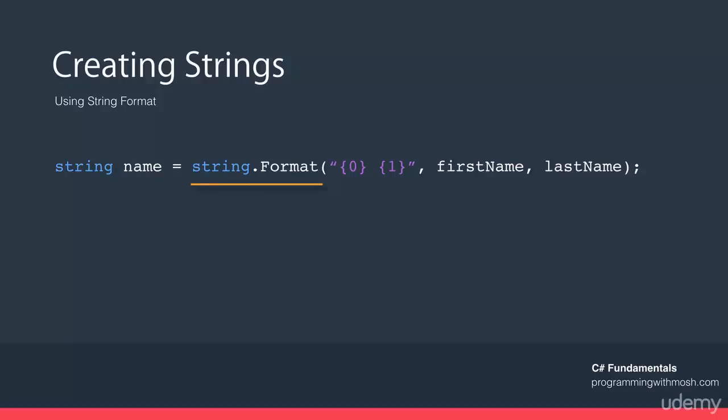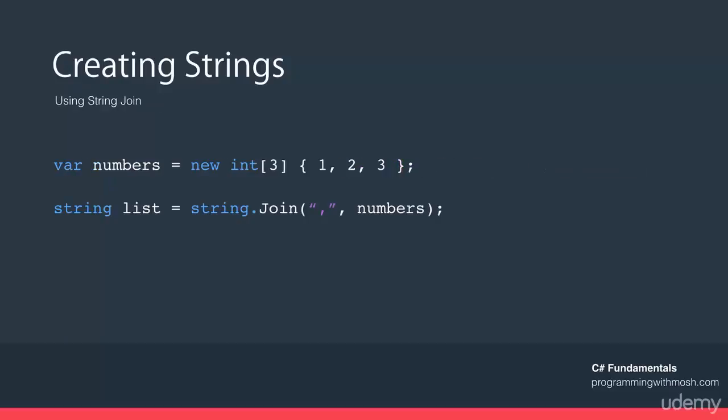This method takes a couple of parameters. The first one is a format string, which we use to define a template for our string. Inside this template, we have placeholders. Placeholders are indicated by curly braces, and they are zero indexed. So here, placeholder 0 will be replaced by first name, and placeholder 1 will be replaced by last name. So as you see in this example, it's much easier to visualize the output as opposed to concatenating multiple strings together.